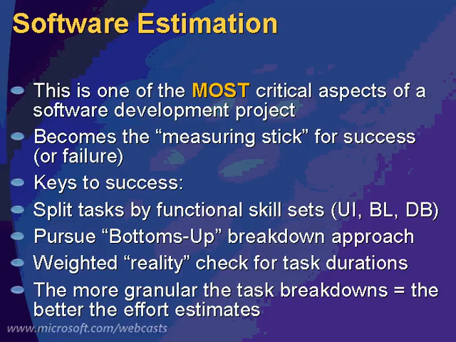Some of the keys to success that I found is being able to split the tasks up by functional skill sets, being able to do a bottoms-up work breakdown to come up with some really granular estimates for software, being able to do a reality check for task durations, making sure that you're not considering as if you were doing all the coding, that a normal developer would be working at the normal pace. What I found is that the more granular you can get these task breakdowns, the better your effort estimates are going to be over time.